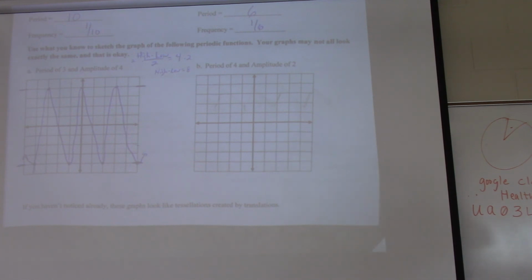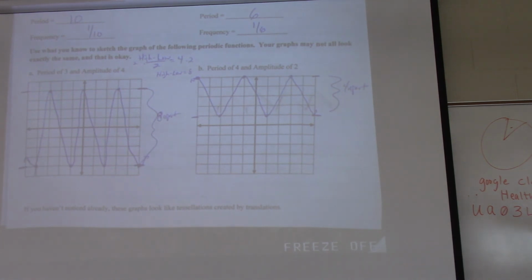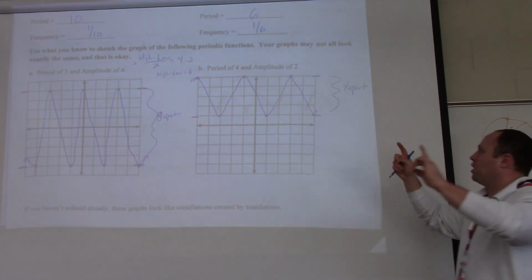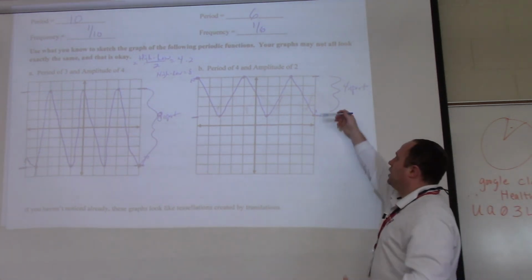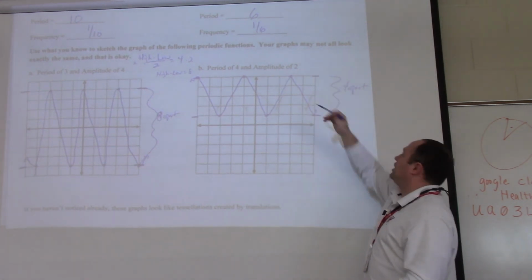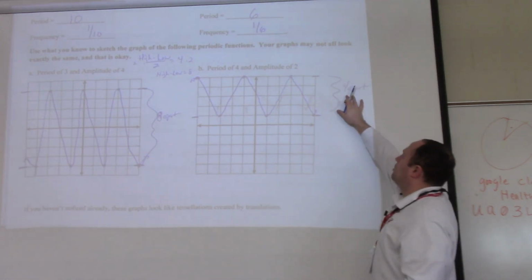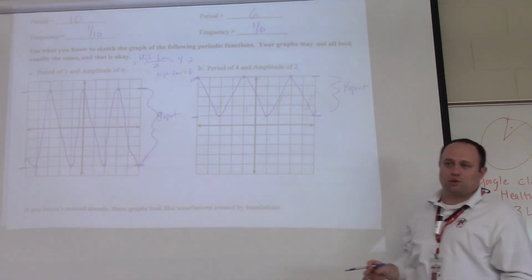Right? So, let me show you mine. And again, it's going to probably look different than yours, and that's okay. The key is, your points have to be 4 apart in the x direction, and 4 apart in the y direction to give me an amplitude of 2. Because if they're 4 apart, I divide it by 2 to get the amplitude of 2.